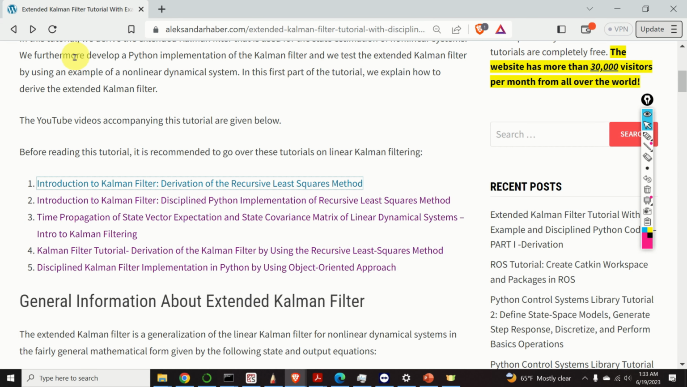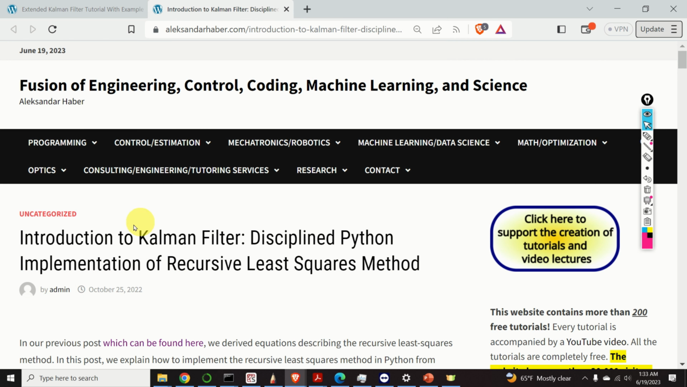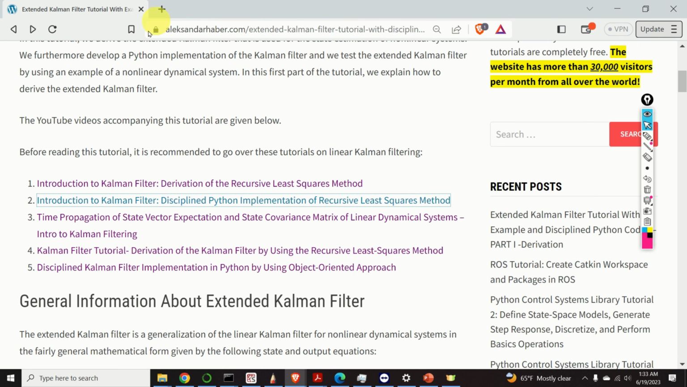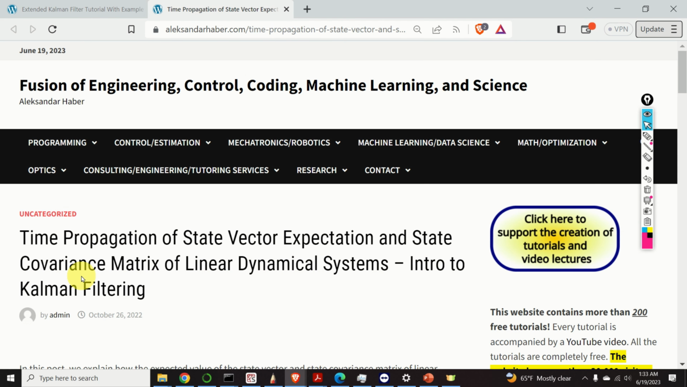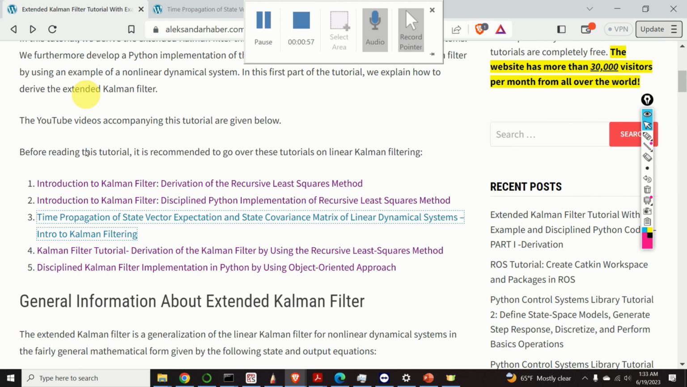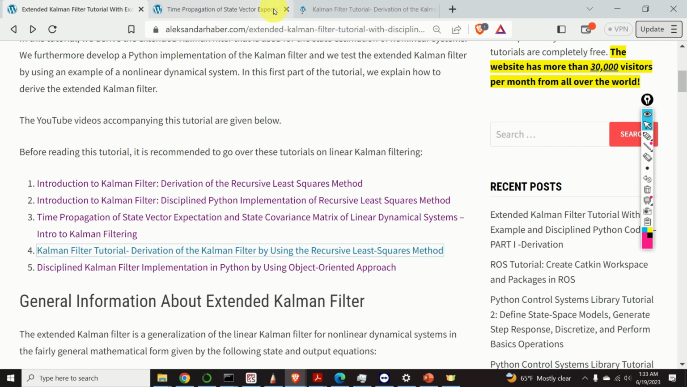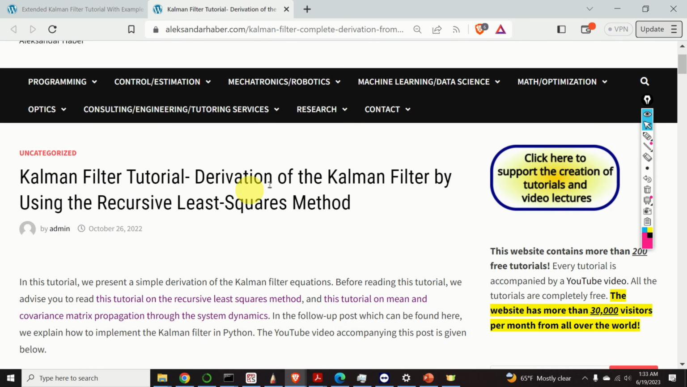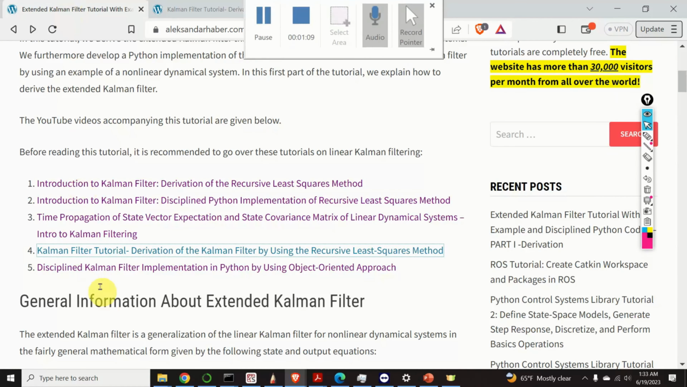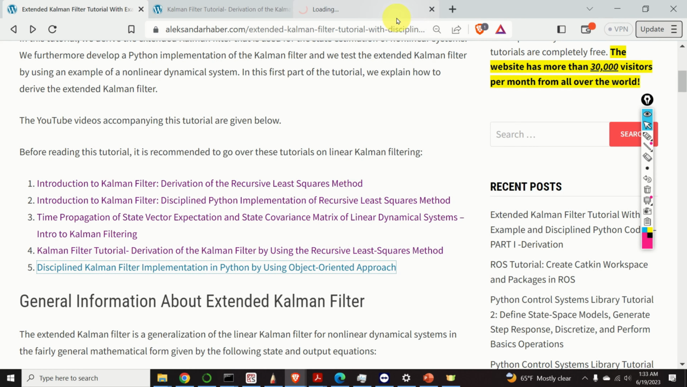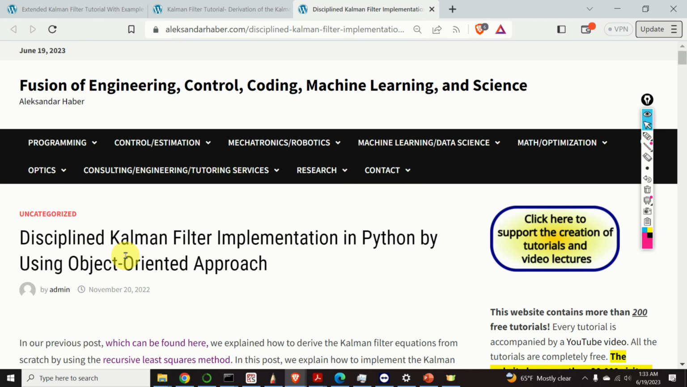Once you understand the basics of the recursive least squares method, in this tutorial over here, you can learn how to implement the recursive least squares method in Python. Then, you can read this tutorial to learn how to propagate the means and the covariance matrices of dynamical systems. This is a very important step in understanding the Kalman filter. Then, in this tutorial over here, you can actually learn how to derive the Kalman filter by using the recursive least squares method. And finally, in this video tutorial, you can learn how to implement the linear Kalman filter in Python.